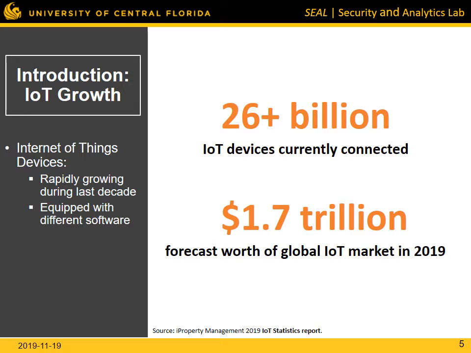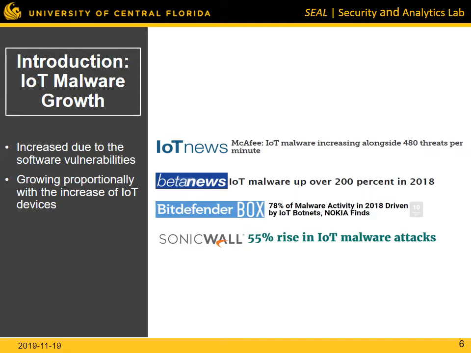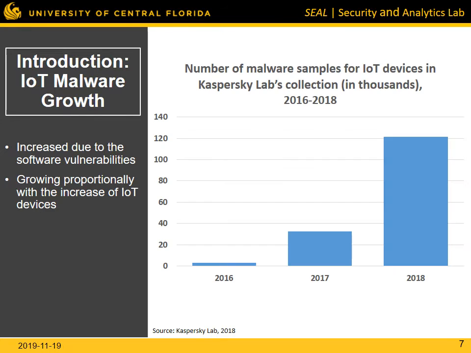Currently, there are more than 26 billion connected IoT devices, with a global IoT market worth about 1.7 trillion United States dollars. However, with the increase of IoT devices and connections worldwide, IoT malware growth has highly increased. Here are some examples of the rapid growth of IoT malware threats in the years 2018-2019. This is due to the increased software vulnerabilities along with the increase of IoT devices.